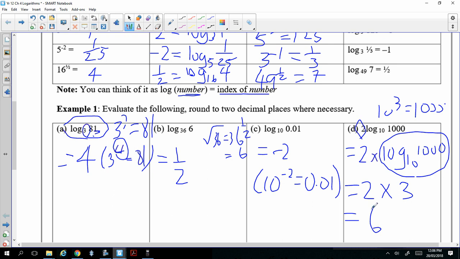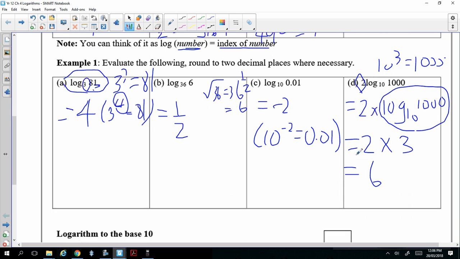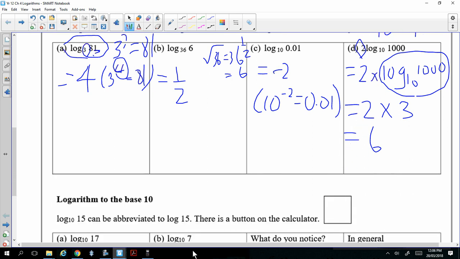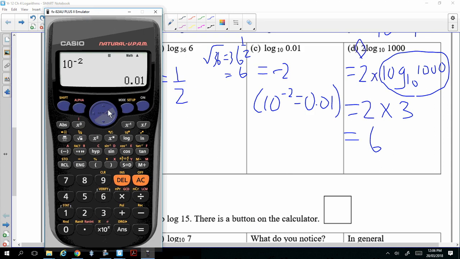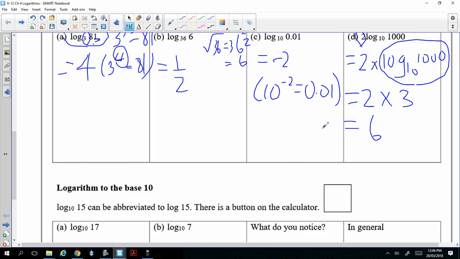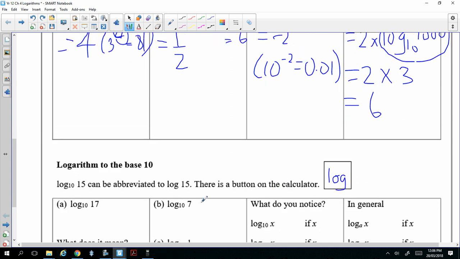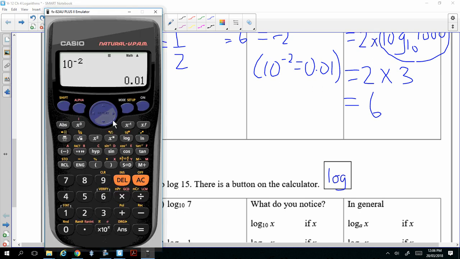All right, good. Now there's actually a log button on your calculator. You've used it before, and we're going to talk about it again. So there's the log button, L-O-G. We're going to use that button to calculate logs. That log button means the base is 10. They don't write it, but it's base 10.